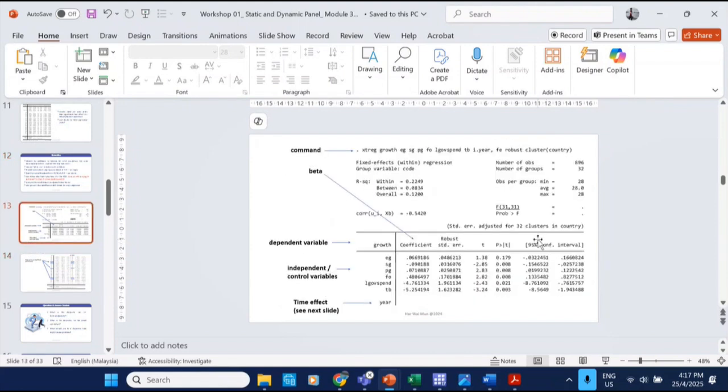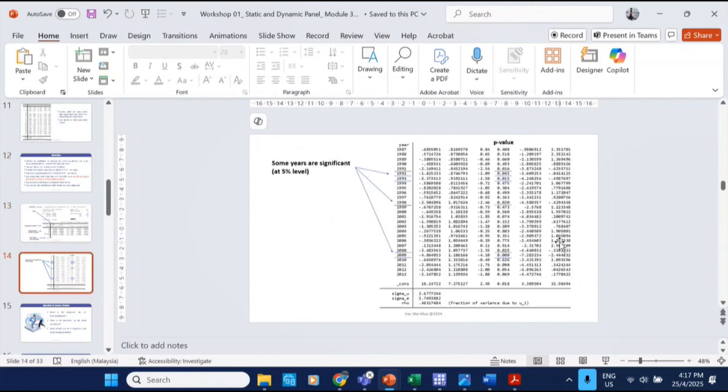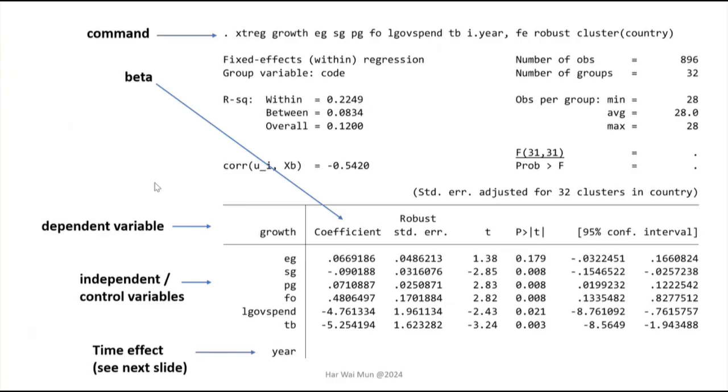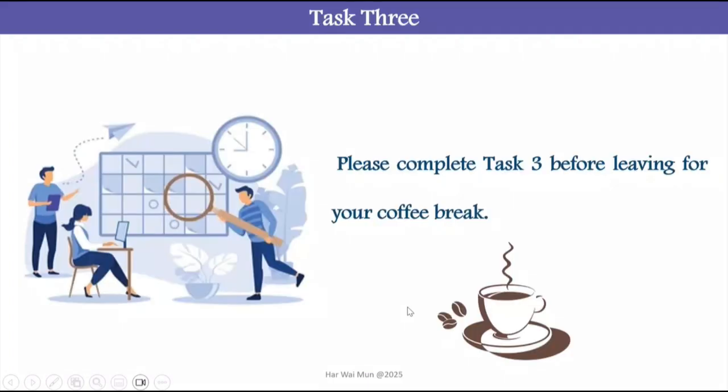So again, you see, I copy and paste the result here. So you interpret based on the coefficient, dependent variable, independent variable, then time, all these things. Okay.